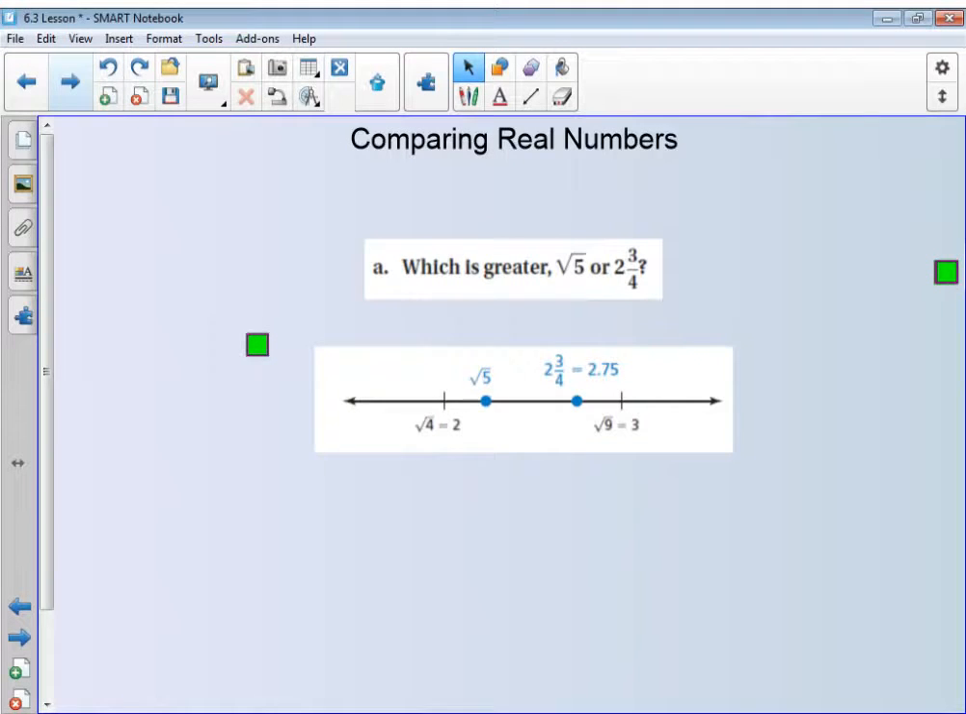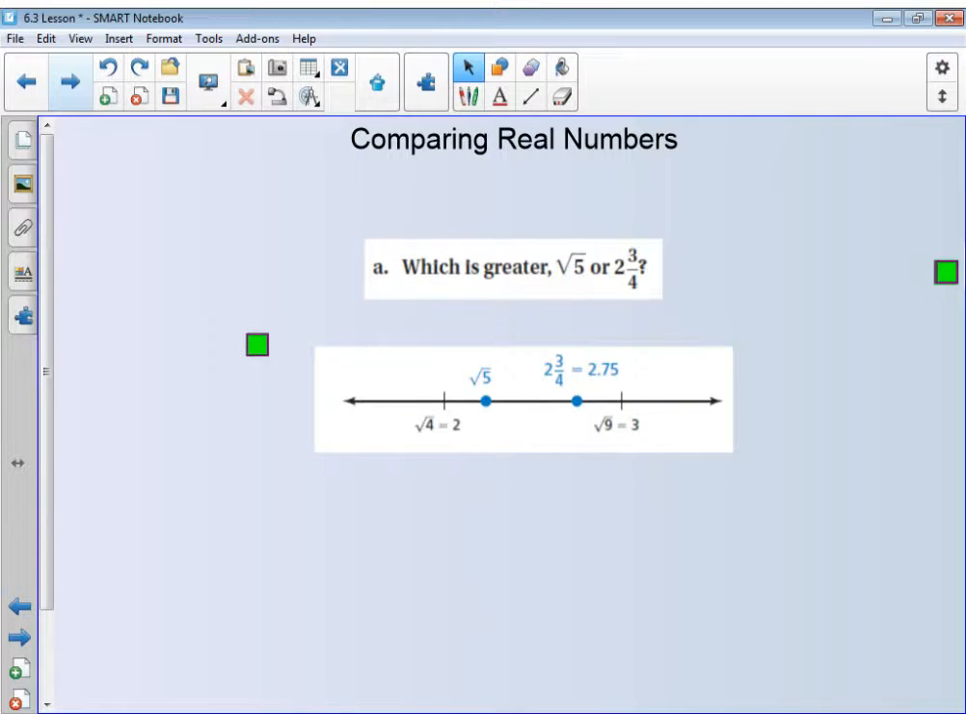Things is just comparing real numbers. So we kind of did that on the previous slide, just saying where would it fall in between. This time what they're going to do is they're going to be asking us to compare or identify which one is greater. So here it says which is greater, the square root of 5 or 2 3/4.